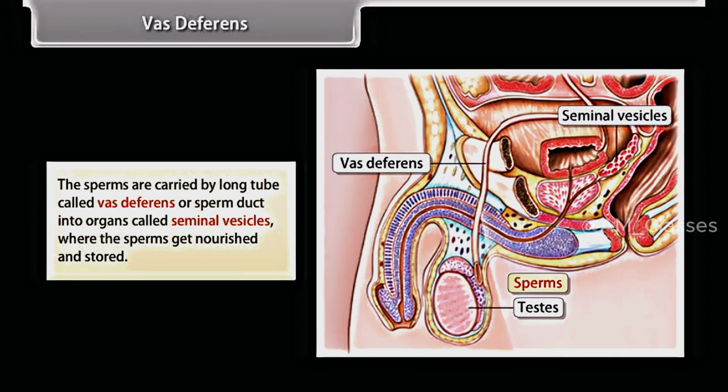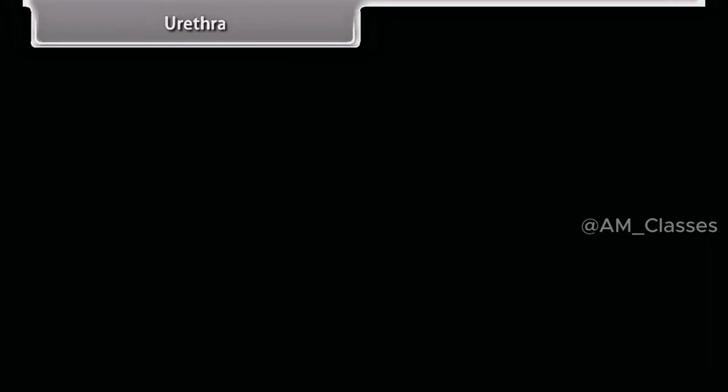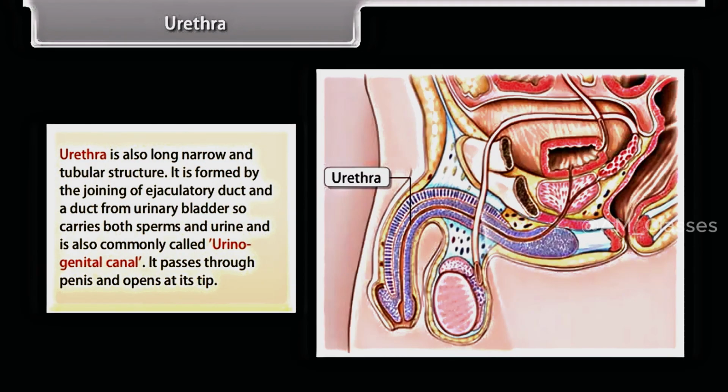Urethra. Urethra is also a long, narrow and tubular structure. It is formed by the joining of the ejaculatory duct and a duct from the urinary bladder, so it carries both sperms and urine, and is also commonly called the urinogenital canal. It passes through the penis and opens at its tip.